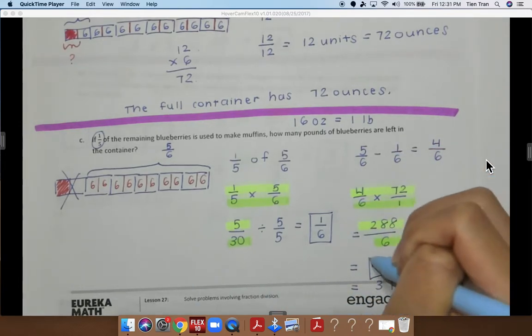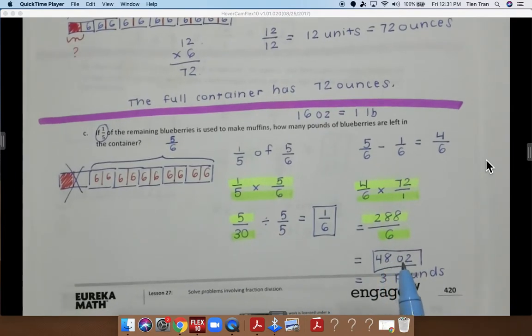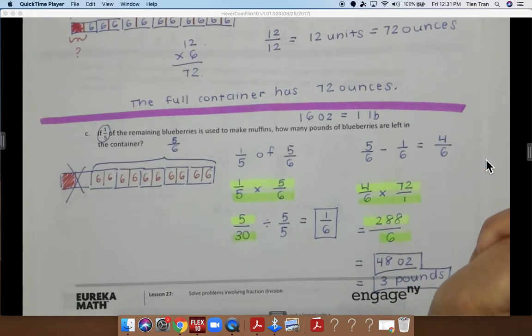48 ounces is equivalent to 3 pounds. How do I know that? If I were to divide 48 divided by 16, then I would get 3 pounds. But 48 ounces is our answer, or 3 pounds, whichever one that you got.